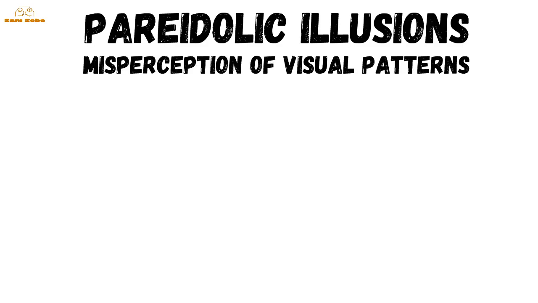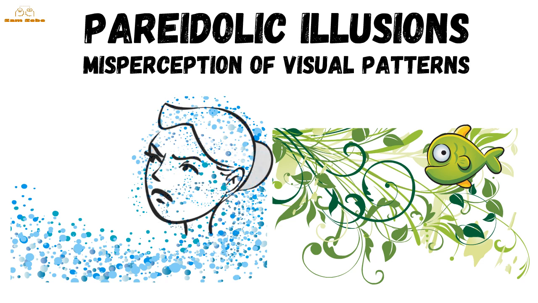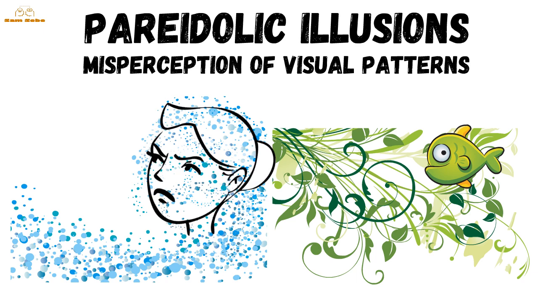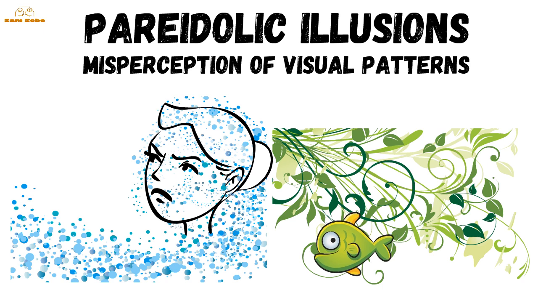Finally, the third type of pathological illusion is called pareidolic illusion. It is characterized by a misperception of visual patterns. For example, one might see a snake instead of a line on the carpet, or see a face instead of a pattern on a wallpaper. When static objects in paintings or photographs start moving or talking, these are also examples of pareidolic illusions.